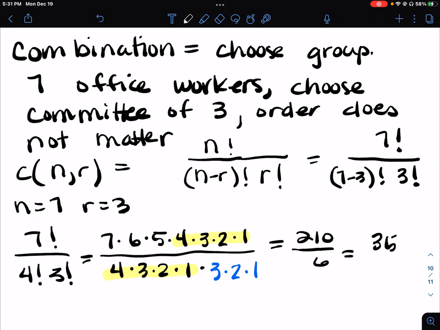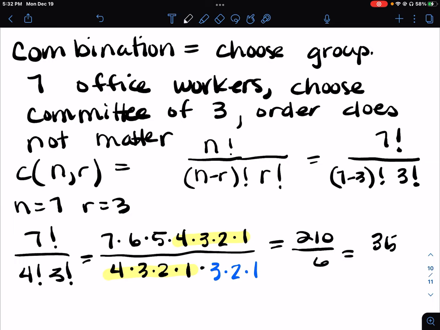Okay, a combination is you choose a group. For example, 7 office workers choose a committee of 3. Order does not matter, so this is why it's called a combination. Okay, the formula is a little different. It's got an extra little piece. We still have N is 7. We still have R is 3. N is always how many you have to pick from. R is how many you're picking.